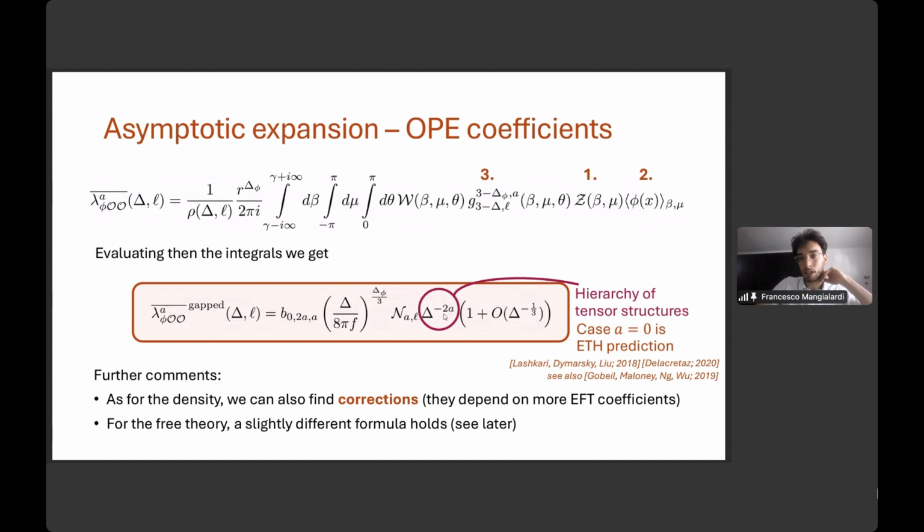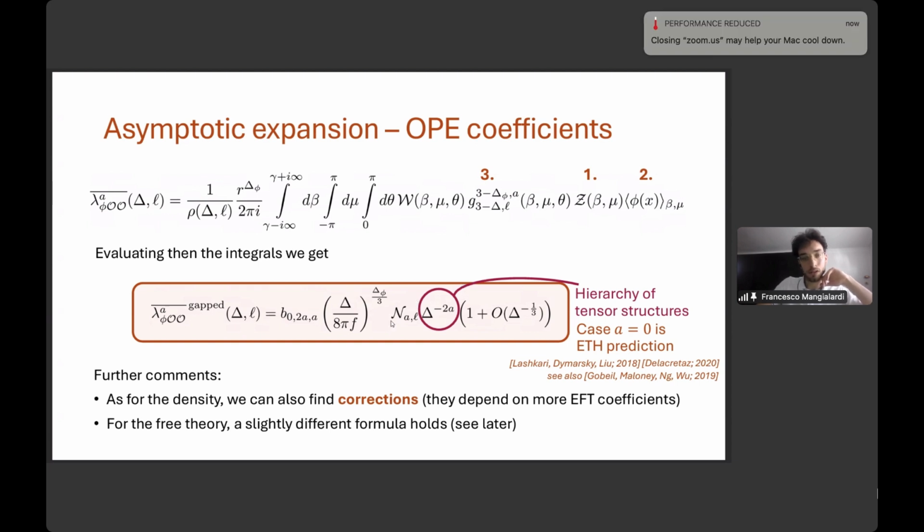If we focus on the case A equal to 0, the dominant one of this OPE coefficient, our result recovers what was already known from ETH, the Eigenstate Thermalization Hypothesis, and also some other related studies that were done previously. An important comment, however, is that through this method, one can find not only the leading behavior, but also the correction to this formula, which will depend on more and more EFT coefficients.